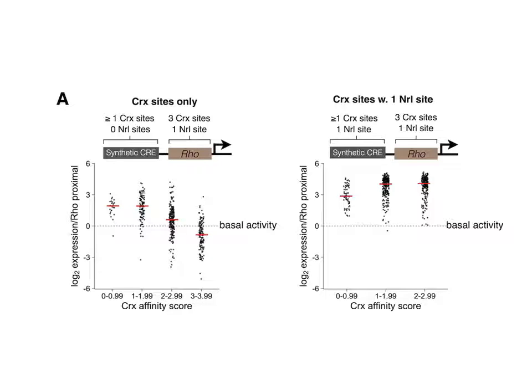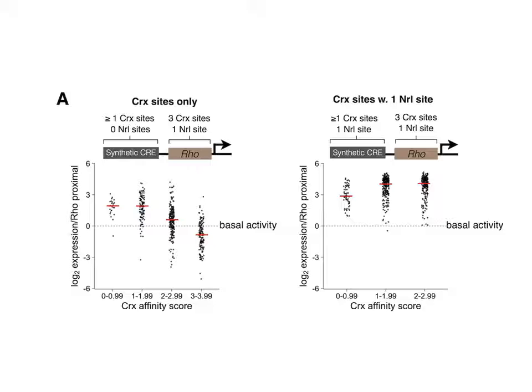Our goal was to understand why the photoreceptor transcription factor CRX activates transcription at some of its target sites and represses transcription at others. Our analysis of genomic sequences suggested the hypothesis that the number and affinity of CRX binding sites in a regulatory sequence determined whether CRX would activate or repress from that sequence.